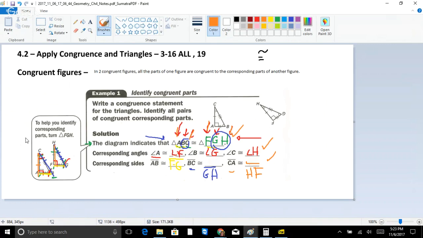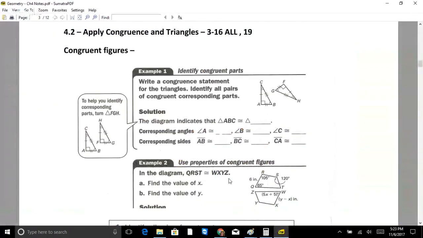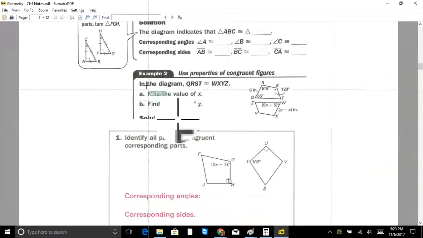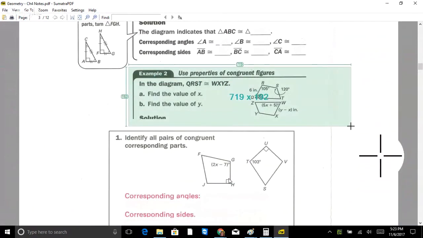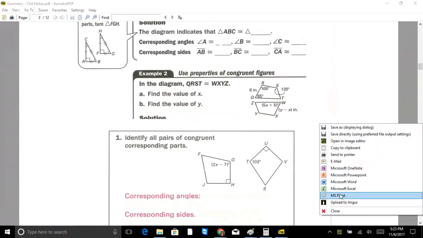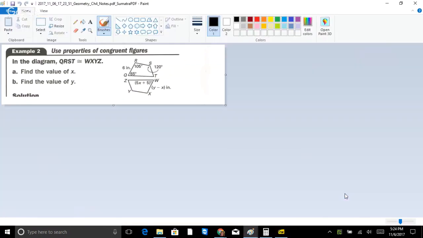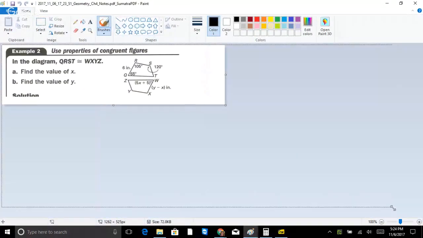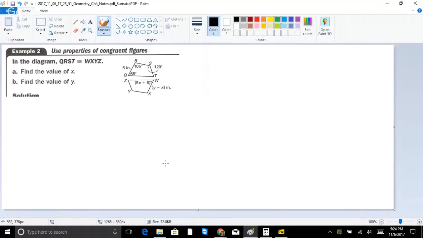Okay, so let's do a little exercise with this. Let's pull out example number 2 and see what we can do here. Paint, that's what I'm looking for. So we have two figures, and these are not triangles, they're quadrilaterals, four-sided figures. They're not a specific four-sided figure. And they tell us that QRST is congruent to WXYZ.